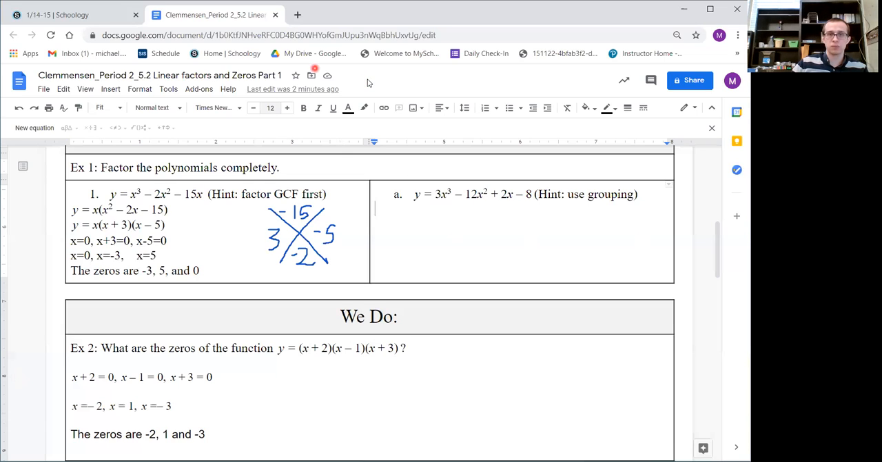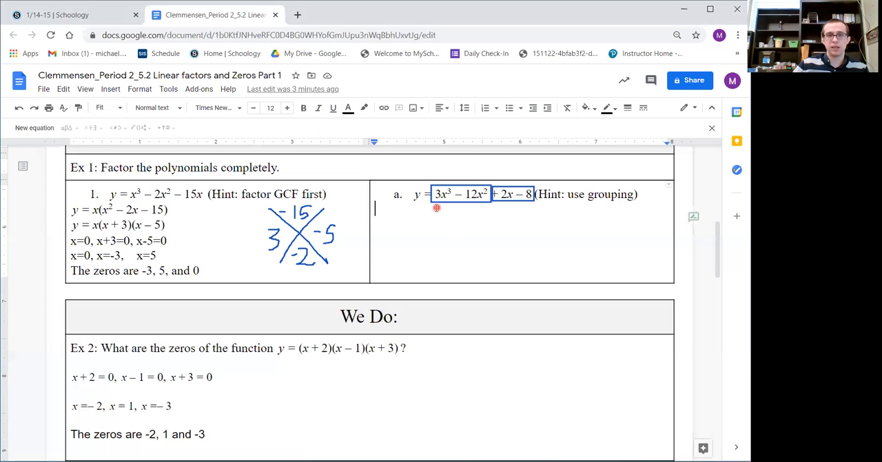So what I like to do is be a little bit more fancy, and I'm going to put a box around my things. So I put a box around my first two numbers, and I put a box around my second two numbers. There we go. And then I'm going to factor each one of those separately. Factor out that GCF.